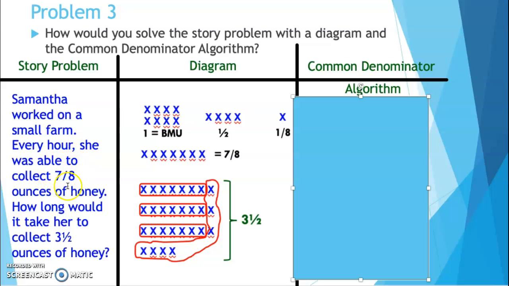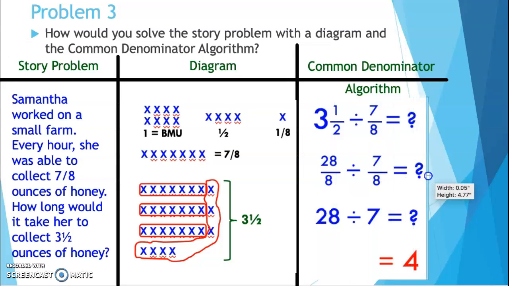Connecting back to your story problem. So how long would it take her to collect 3.5 ounces of honey? 1, 2, 3, 4. 3.5 is the ounces of honey, the volume. Okay, here's your algorithm. 3.5 divided by 7/8. 28/8 divided by 7/8. So 28 divided by 7 is 4.